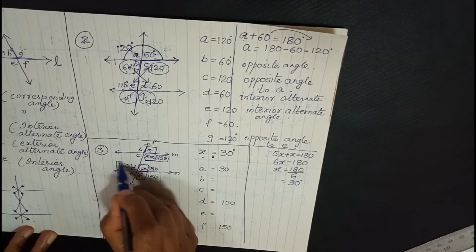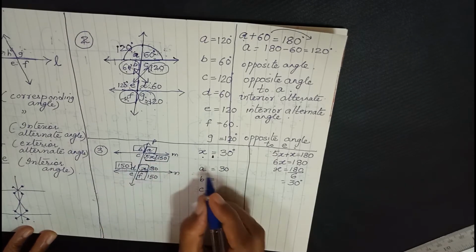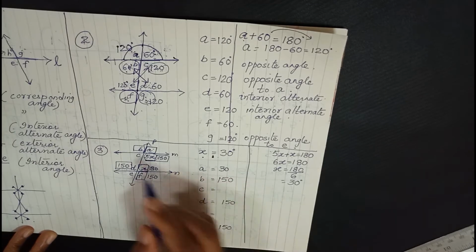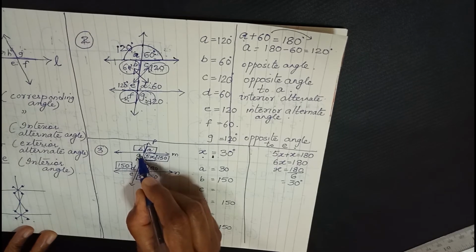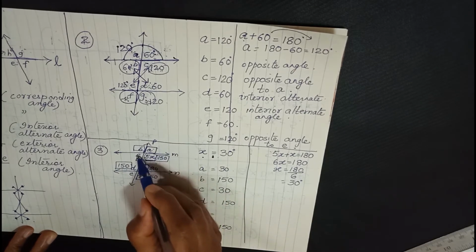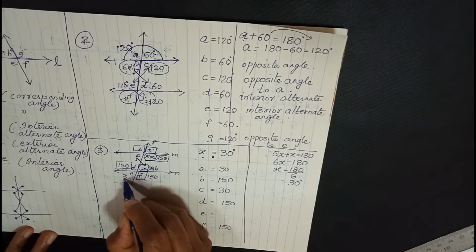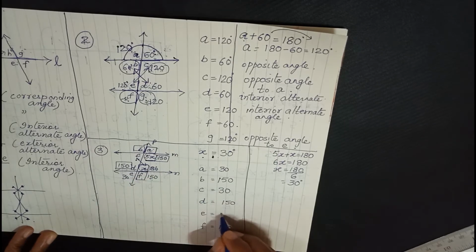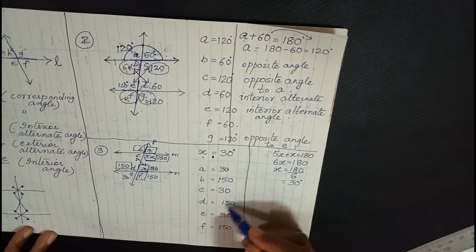If d is 150, b is also going to be 150 because they are corresponding angles and corresponding angles are equal. So I got b as 150. Now if this is 30, you can see c is also going to be 30 because they are interior alternate angles and interior alternate angles are equal. Or as I told you, this and this angles are going to be equal. So if x is 30, e is also 30 because they are opposite angles. So here also you can see we got 30, 150, 30, 150, 30 and 150. You cannot have any other value other than these two numbers.